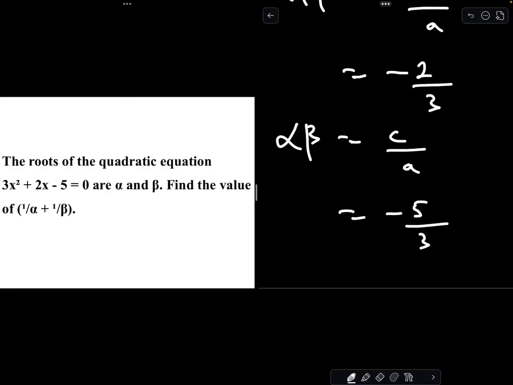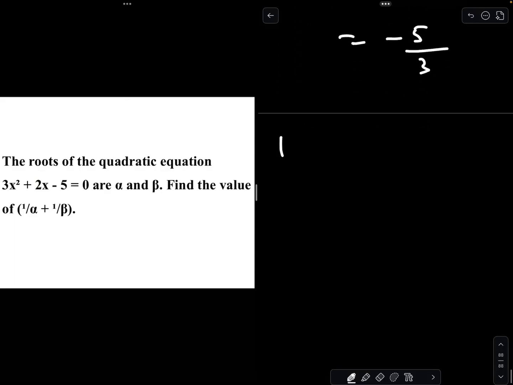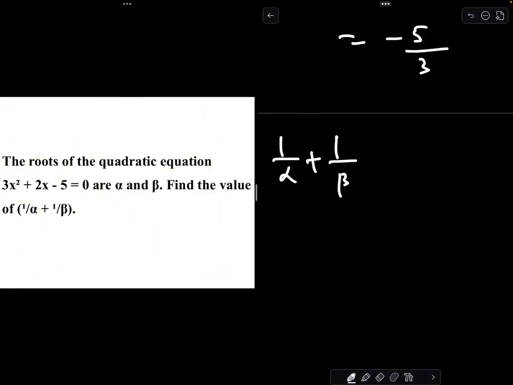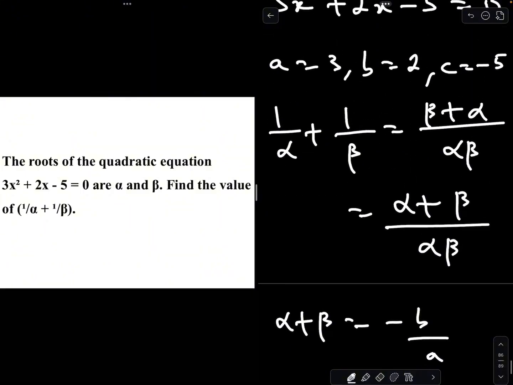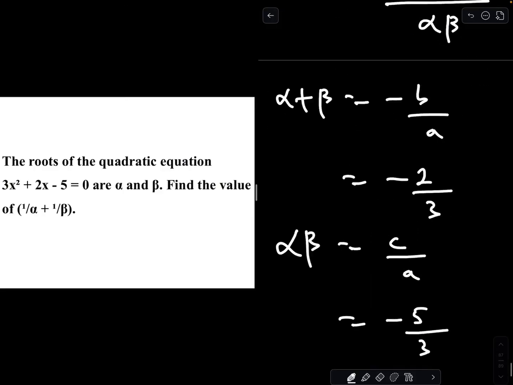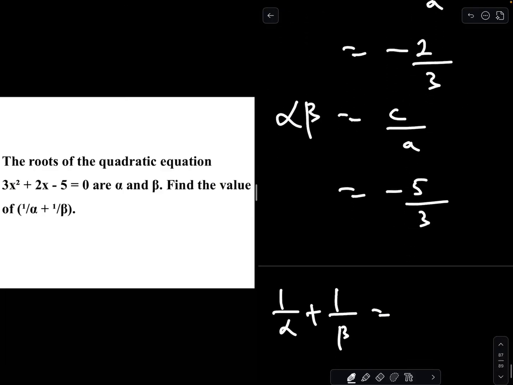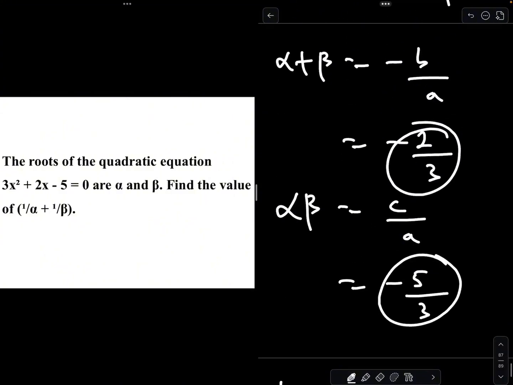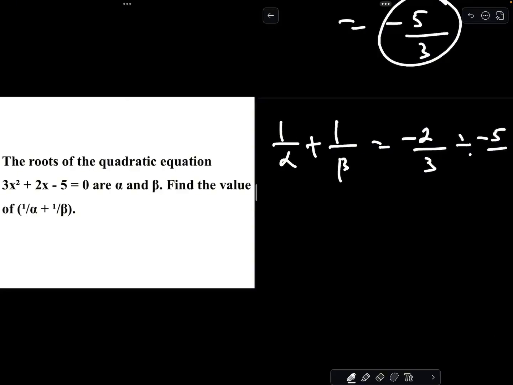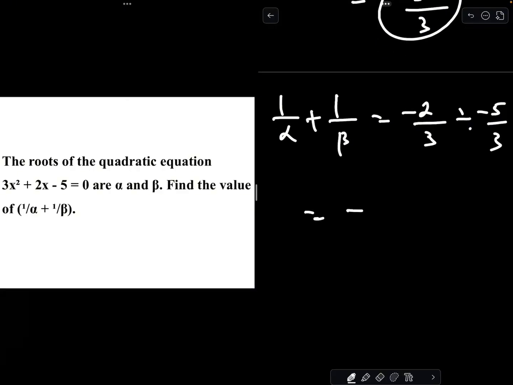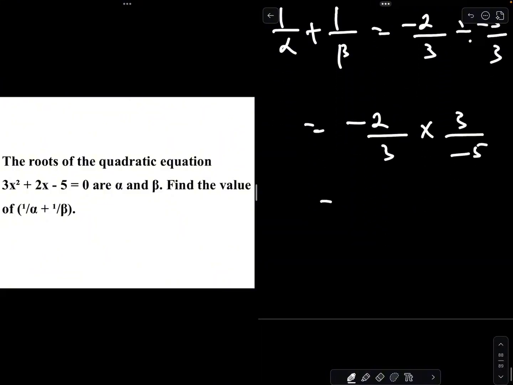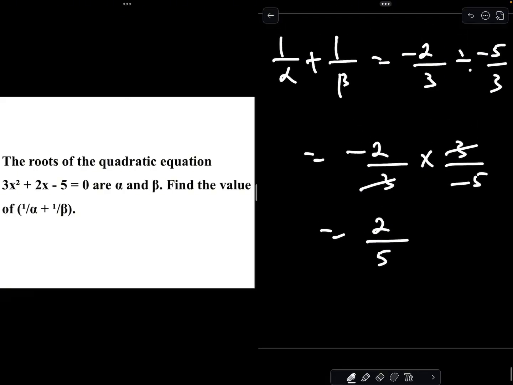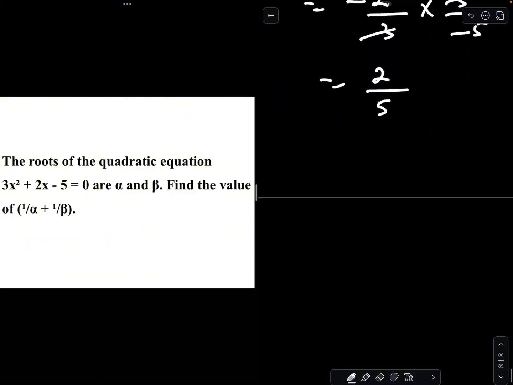That therefore means 1 over alpha plus 1 over beta, which is alpha plus beta over alpha beta, will now be alpha plus beta, that's minus 2 over 3, divided by alpha beta, which is minus 5 over 3. And that's equal to minus 2 over 3 times 3 over minus 5, which simply means, of course, 3 here 1, 3 here 1. Minus 2 divided by minus 5 is 2 over 5. And that's the value of 1 over alpha plus 1 over beta.